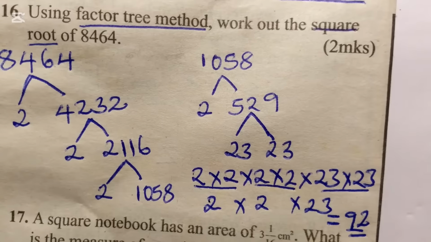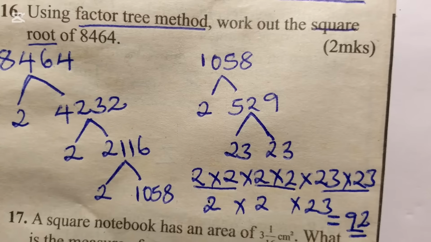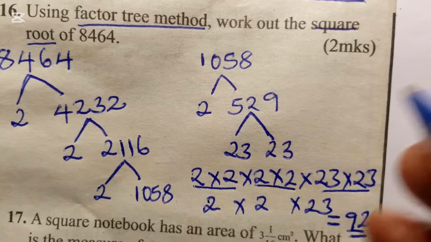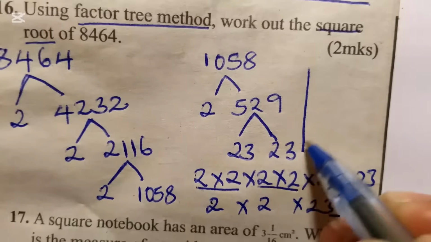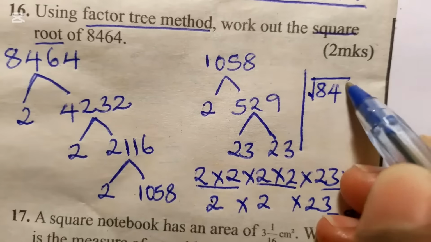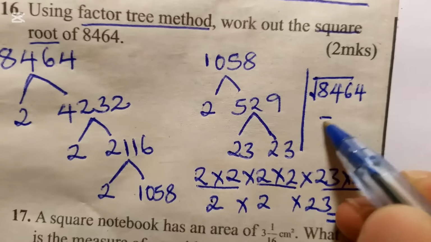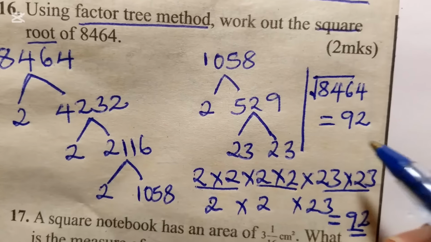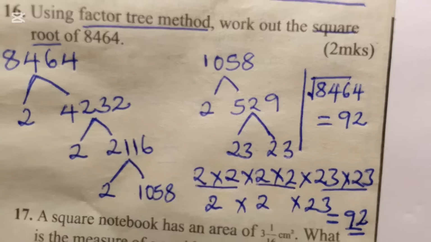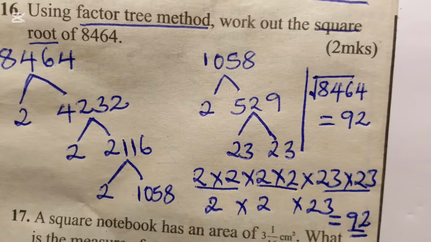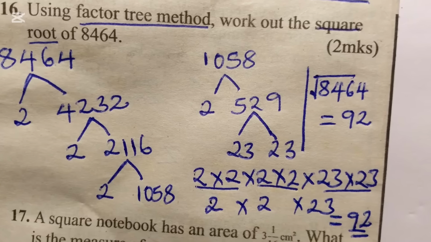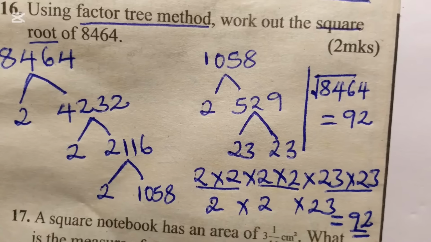And therefore we can say from the factor tree method, the square root of 8,464 is equal to 92 from what we have seen there. So when you are taught to use a certain method, you ensure that you use that specific method, not any other method.